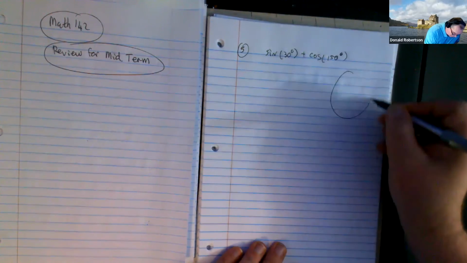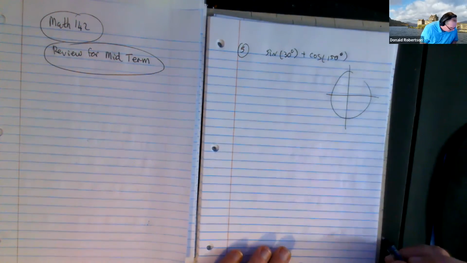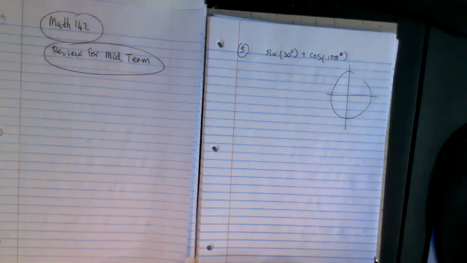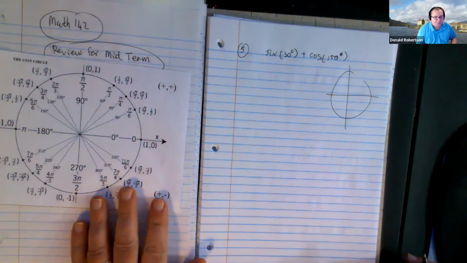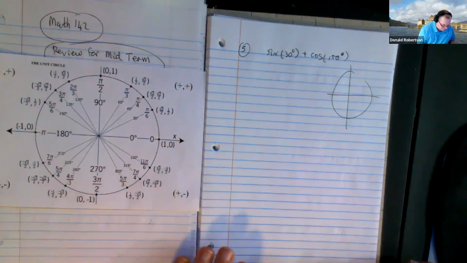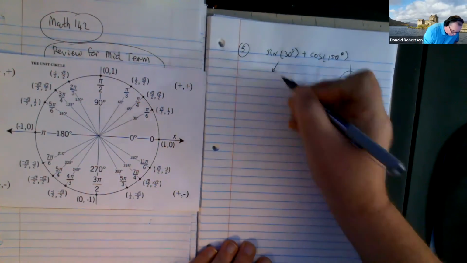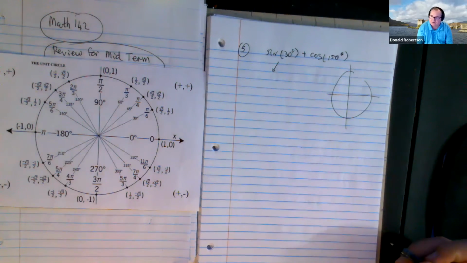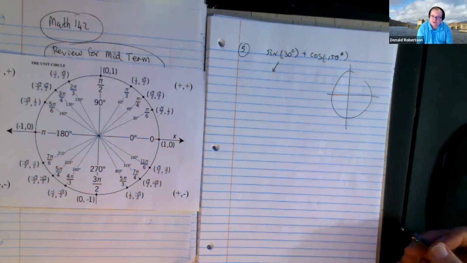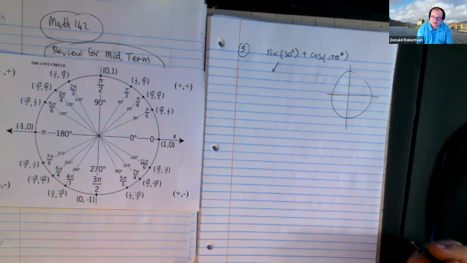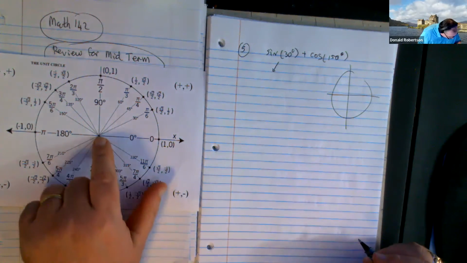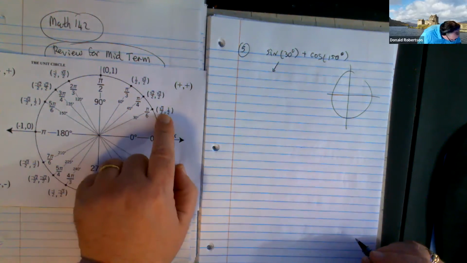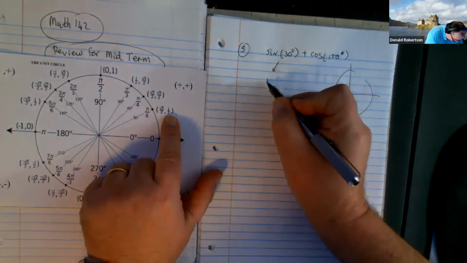Okay. This would be a classic example of your unit circle. Here we go. Here's my unit circle. Is it the X or the Y coordinate that gives you the sine? Can you remember which one it is? The Y. So I find the Y coordinate of 30 degrees and it ends up being a half.